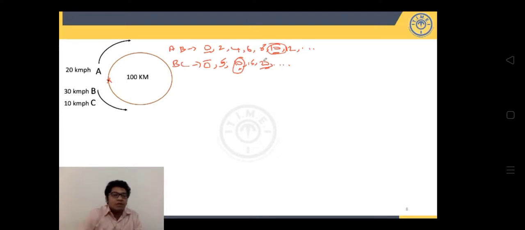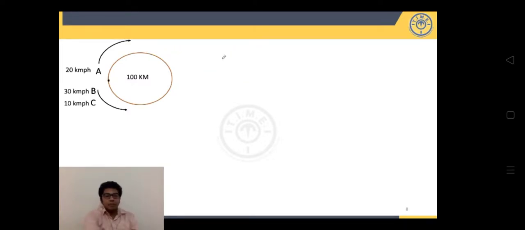Now what is the concept here? We have 0, 10, which is nothing but the time taken by A and B to meet and the time taken by B and C to meet, which is this. So I'm finding the LCM. A and B will meet after 2 hours. B and C will meet after 5 hours. So what is the LCM of 2 and 5? 10 hours. So after 10 hours, all three will meet.